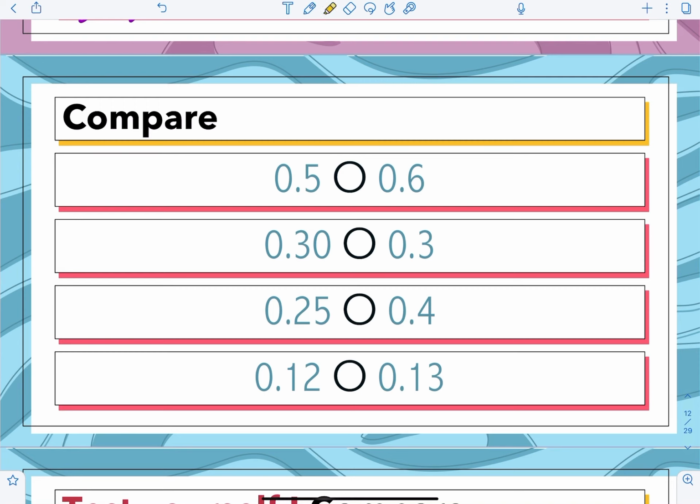Well, to compare these numbers, for example, here I have 0.5 and 0.6, or 5 tenths and 6 tenths. We will start comparing from the first number. Now in the whole number, which is the ones, I have 0 and 0, so same thing. Now you need to move to the next number. Here I have 5 and here I have 6. So of course the 6 is bigger than the 5. So 0.6 is bigger than 0.5.